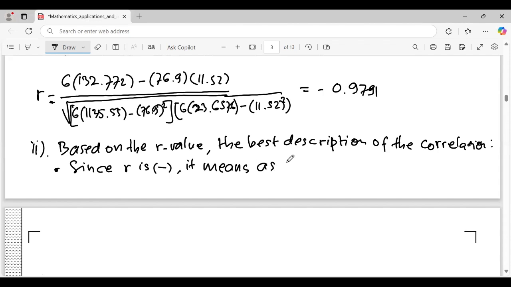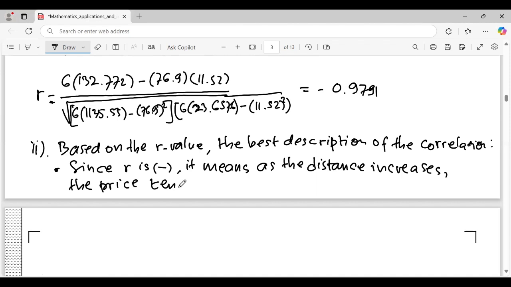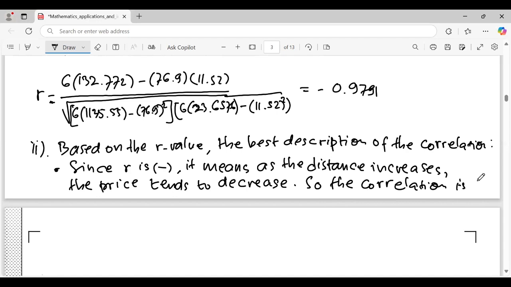it means as the distance increases, the price tends to decrease. So the correlation is negative as well.